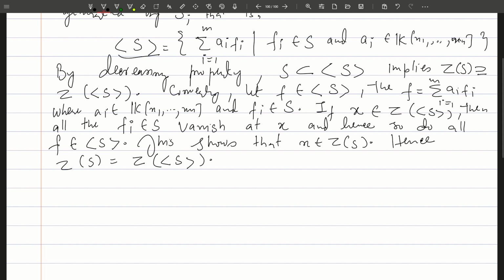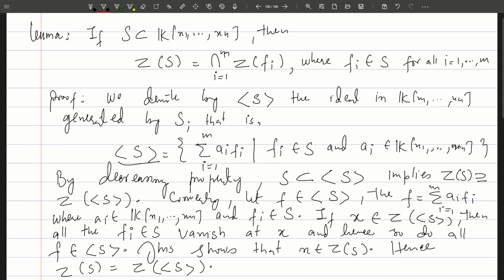Now one can note here the polynomial ring is Noetherian. Since K is a field, by the Hilbert basis theorem, this is a Noetherian ring, because the Hilbert basis theorem states that if R is a Noetherian ring, then so is the polynomial ring R[x]. Then by induction, one can prove that if R is Noetherian, then so is the polynomial ring R adjoined with n variables.